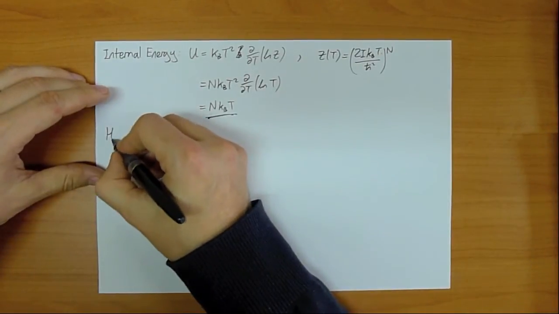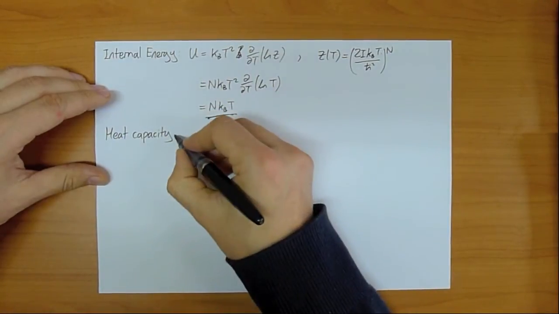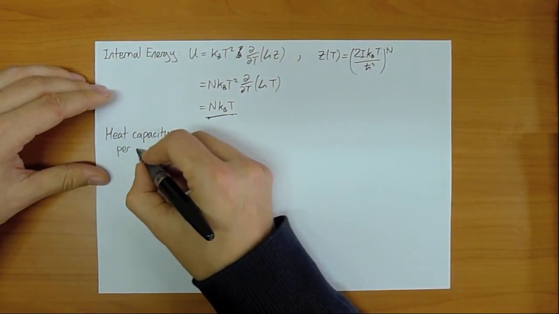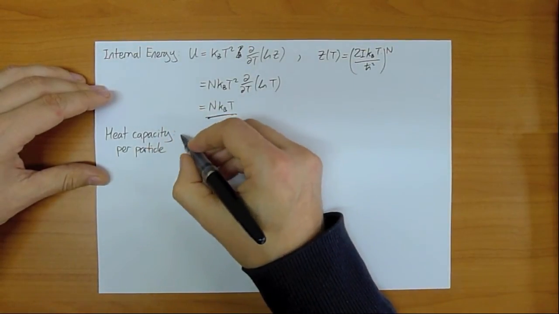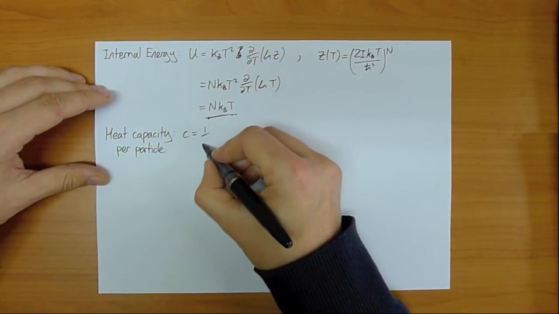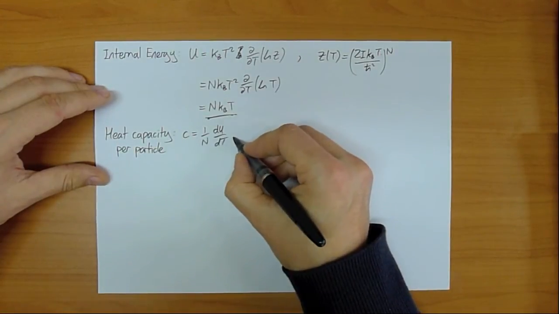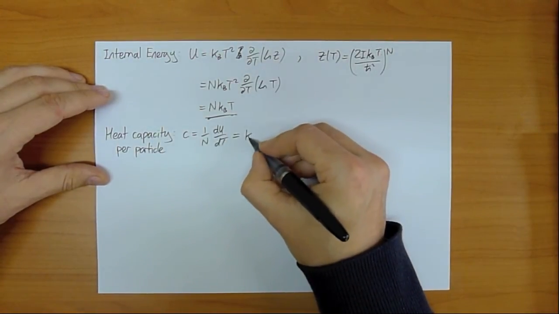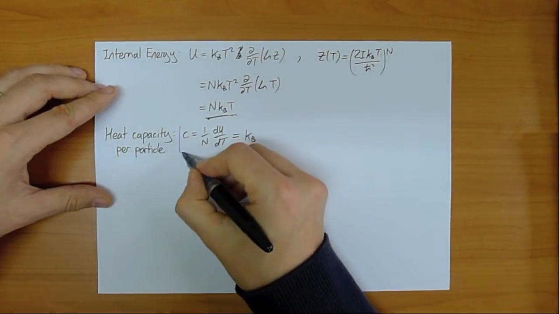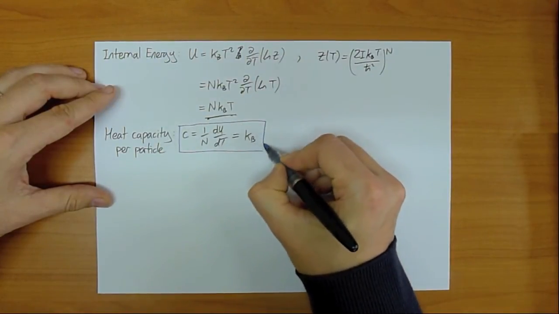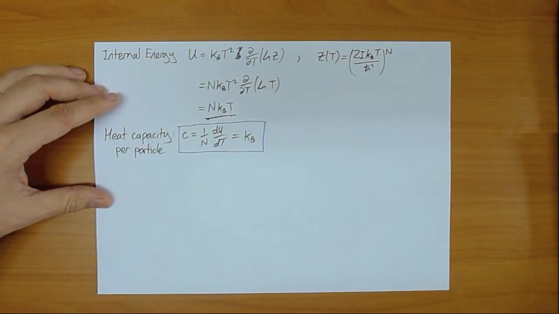And the heat capacity is per particle, let's say. So then we have to divide by the number of particles. So C is 1 over N times dU by dT. And this is, again, a straightforward integral. This just gives me kB. So our final result is that in the high temperature approximation, the heat capacity of the rotational modes of the diatomic gas is just equal to the Boltzmann constant.